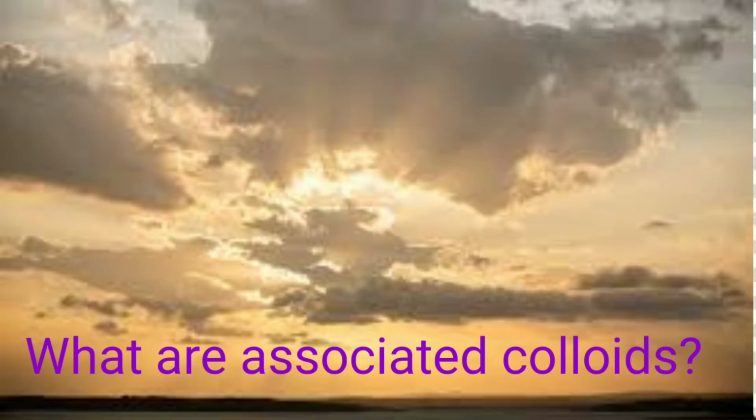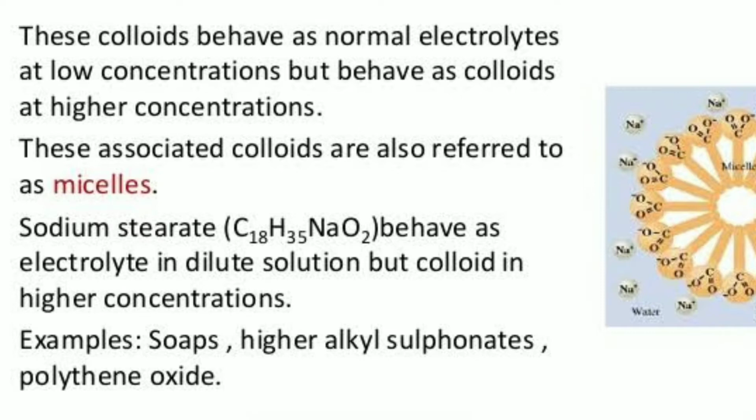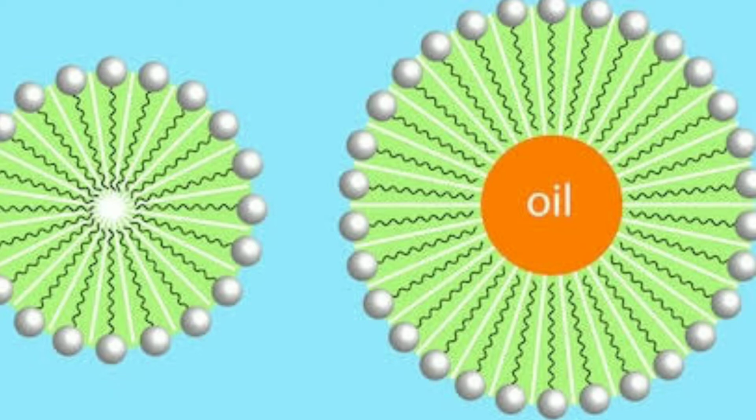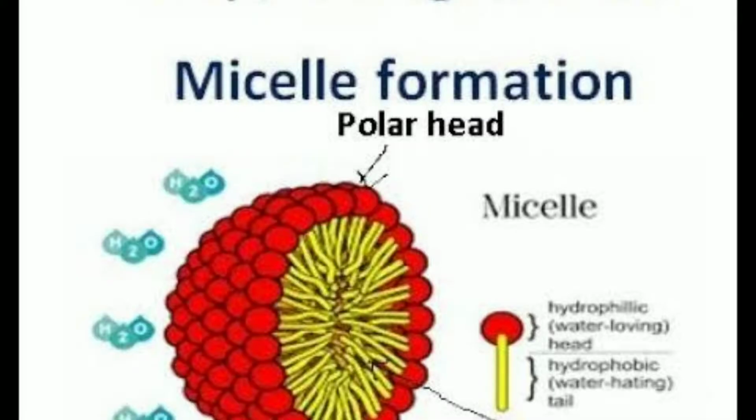What are associated colloids? The substances which at low concentration behave as a normal electrolyte, but at a higher concentration aggregate together to form colloids. This aggregation is called associated colloids or micelles. The micelle formation normally takes place in the case of soap.